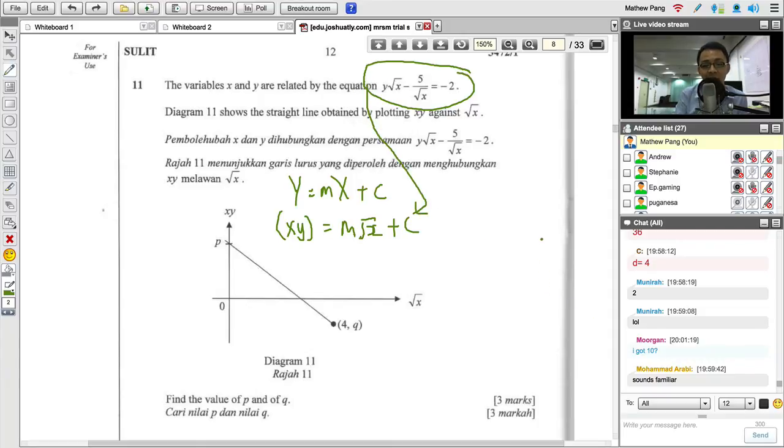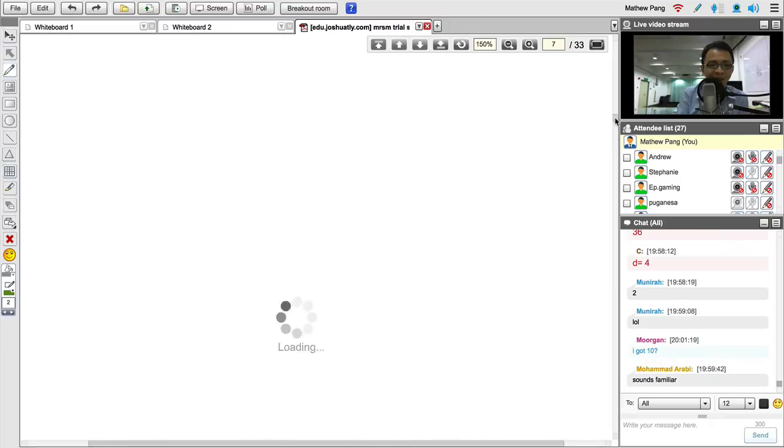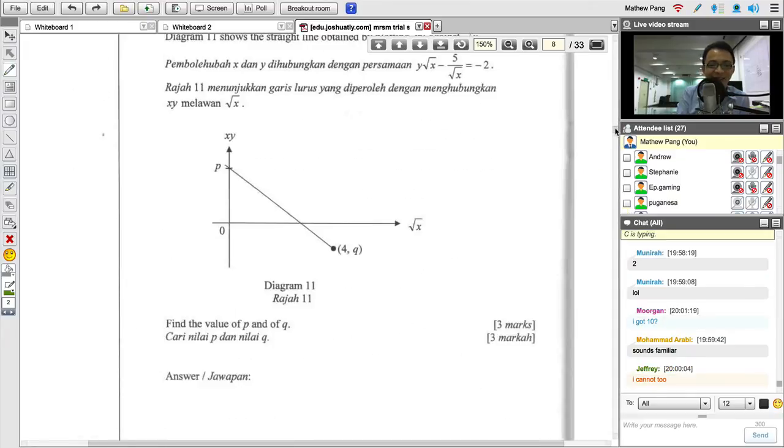You all can see number 10. I'm the only one who cannot see. Oh my god, on my screen it is still loading. I'm not sure why. Maybe some of you cannot see it, same as me.